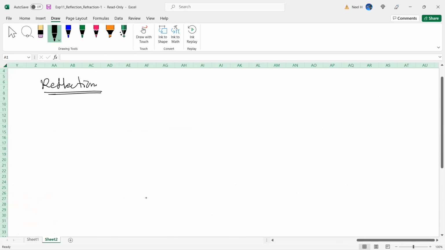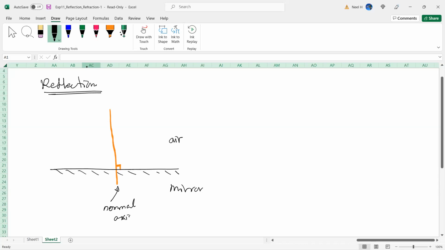Okay, reflection means when the light hits a surface, if that surface does not allow light to pass through to the other side, then the light is going to be reflected back. So we'll draw this line right here, which is a 90-degree line to the surface. This side, let's consider this is a mirror. This side will be the mirror side. This side is just air. And then this line, which is a 90-degree line to this mirror surface, is actually called the normal line or the normal axis.